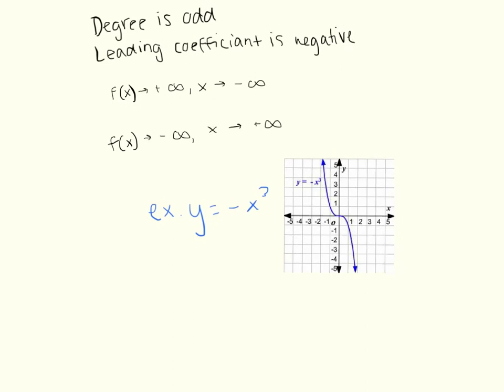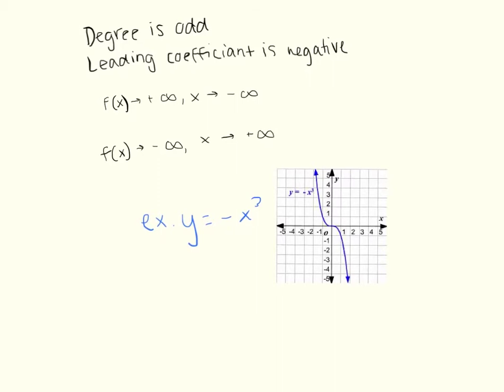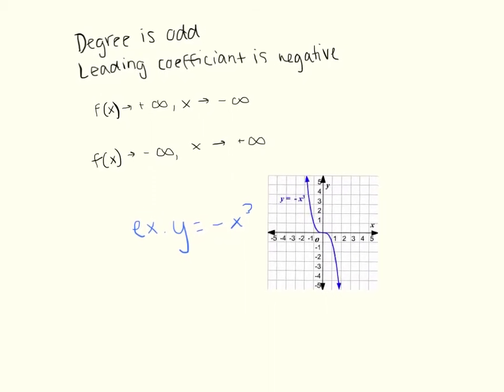When the degree is odd and the leading coefficient is negative, the end behavior can be described as when x approaches negative infinity, y approaches positive infinity, and when x approaches positive infinity, y approaches negative infinity. And one example is y equals negative x cubed.